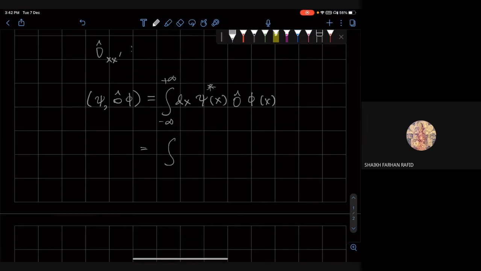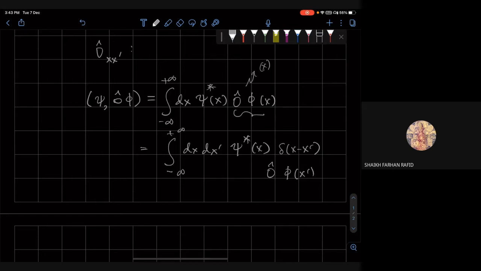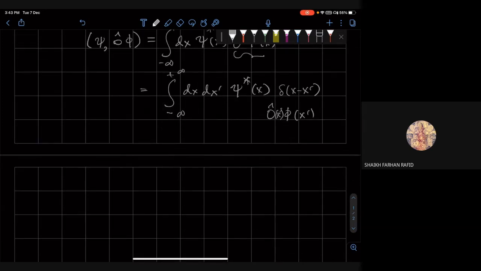But what we can do is insert a Dirac delta function and then write the second half, this part, and we can change the argument to x prime. So this will have some x argument as well. So I should probably have, this will become x prime, okay? And then we say that this guy, O_{xx'}, is defined to be delta of x minus x prime, O of x prime.